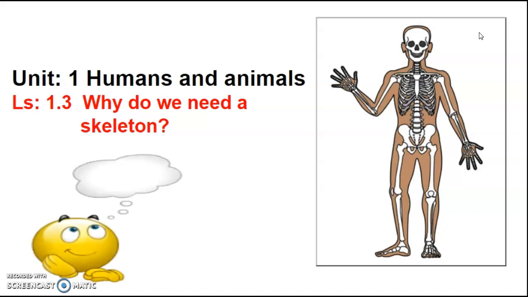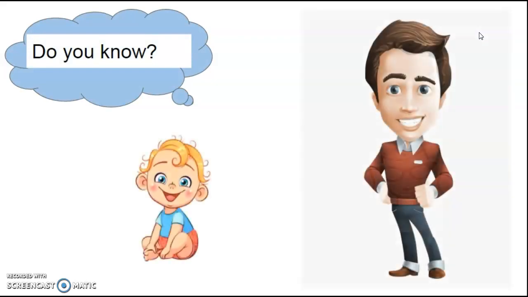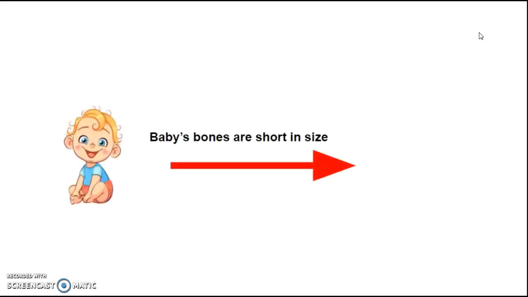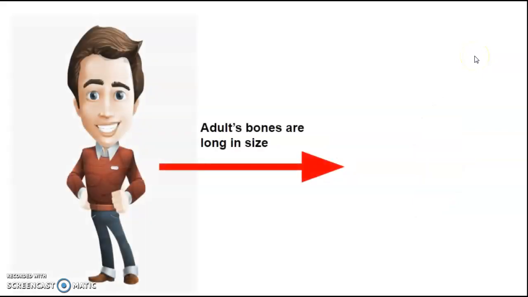From today's video we will understand why we need a skeleton and why the skeleton is important. Do you know why children are small and adults are big? Well, children are small due to their small and short skeleton, and adults are big due to their tall and long skeleton.